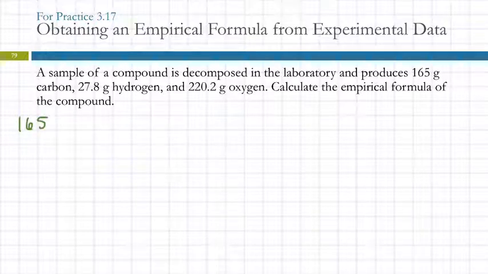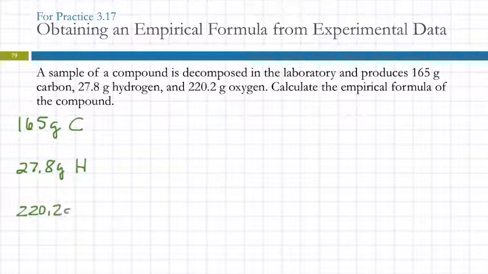165 grams of carbon and 27.8 grams of hydrogen and 220.2 grams of oxygen. That's the first step, get masses of each element. We need to convert these into moles because the formula gives ratios of moles, not ratios of masses.